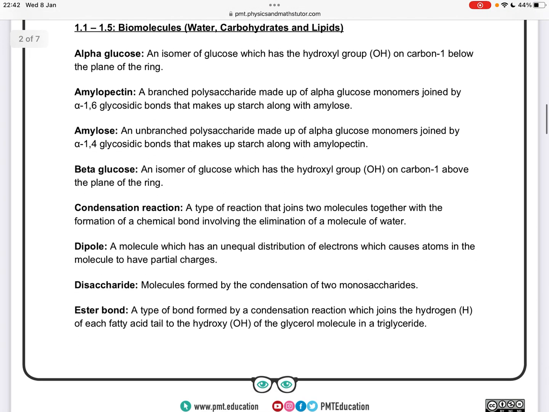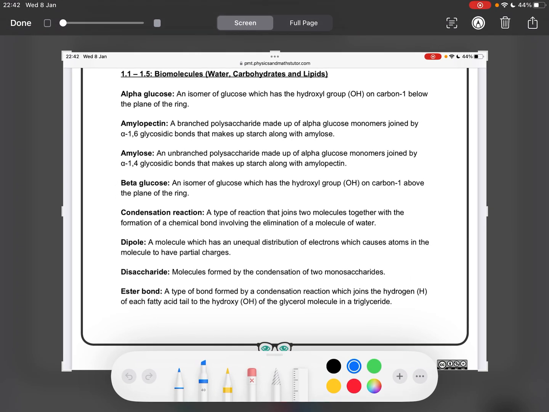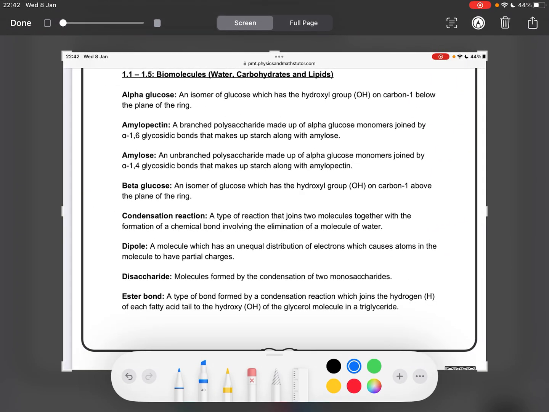We've covered alpha glucose, which is an isomer of glucose which has the hydroxyl group OH on carbon 1 below the plane of the ring. Amylopectin is a branched polysaccharide made up of alpha glucose monomers joined by 1,6 glycosidic bonds that makes up starch with amylose. Amylose is an unbranched polysaccharide made up of alpha glucose monomers joined by 1,4 glycosidic bonds that makes up starch along with amylopectin. Beta glucose, an isomer of glucose which has the hydroxyl group OH on carbon 1 above the plane of the ring.